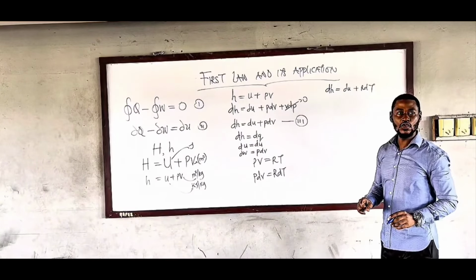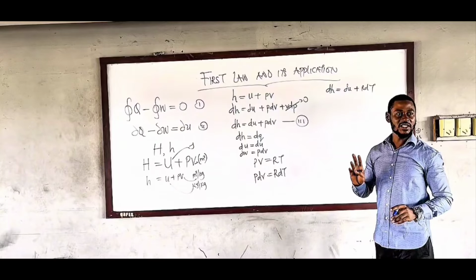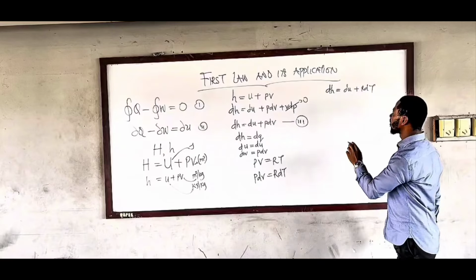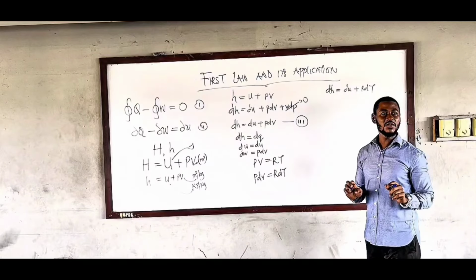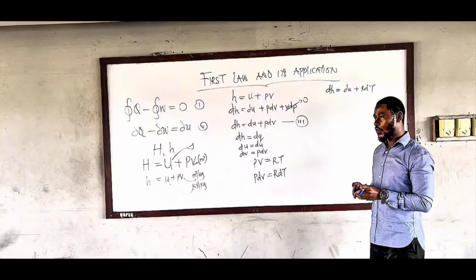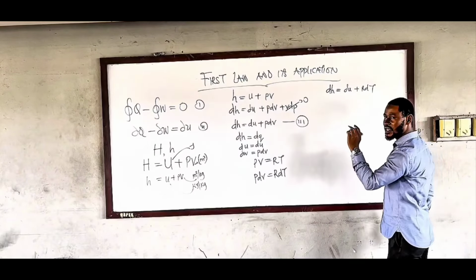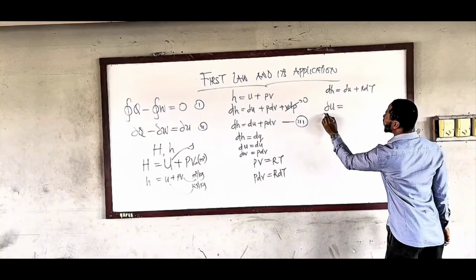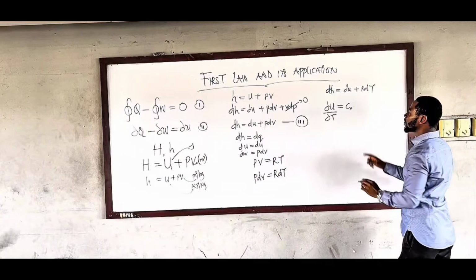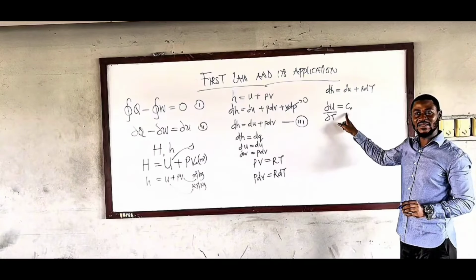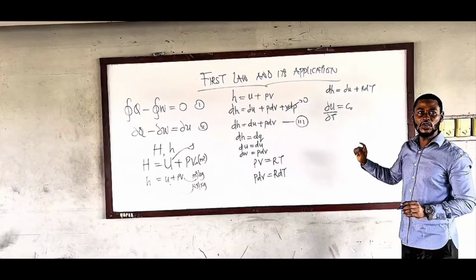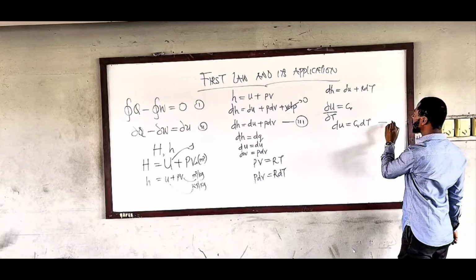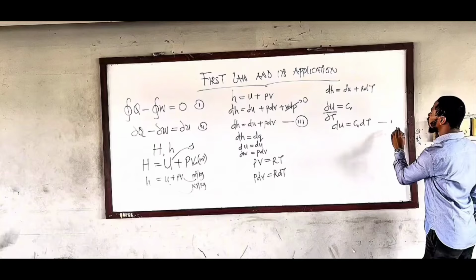This is what will now take us to two key terms, which are known as specific heat at a constant pressure and specific heat at a constant volume. Specific heat at a constant volume is defined as the rate of change of internal energy with temperature difference. So it is expressed mathematically as du over dT equals Cv. The Cv here is called specific heat at a constant volume. So when you make du the subject of the formula, du equals Cv dT.